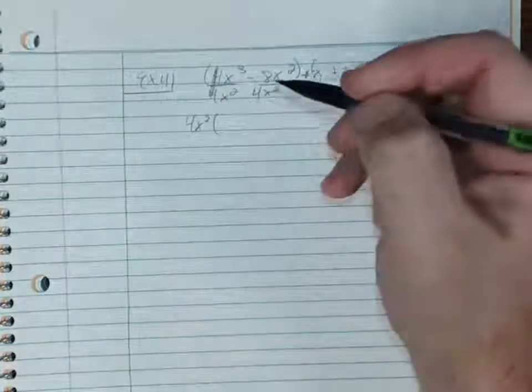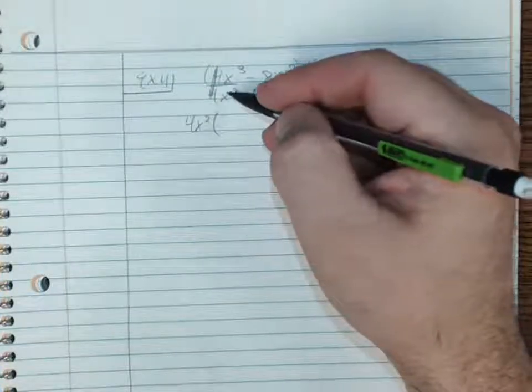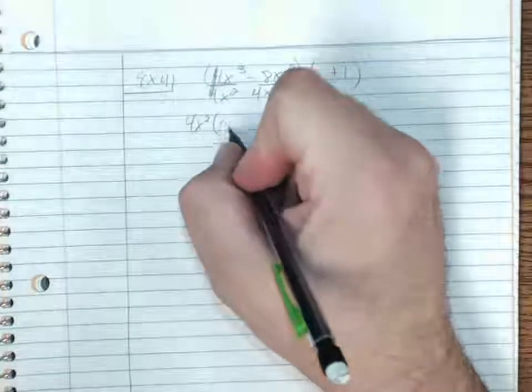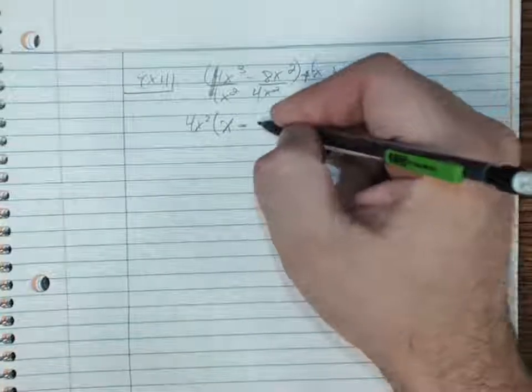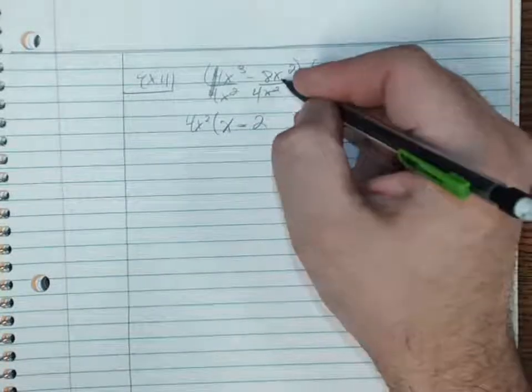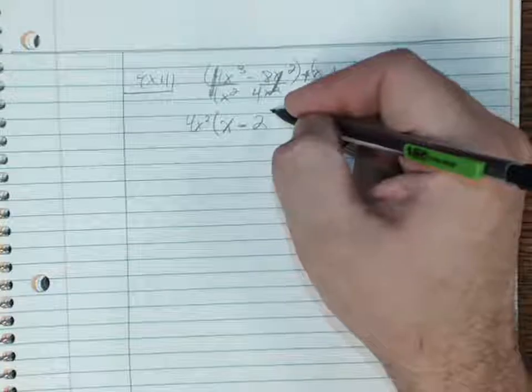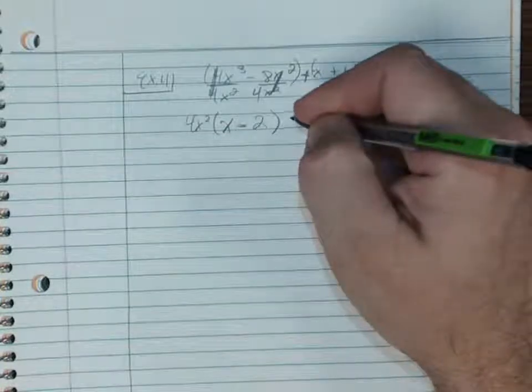4 divided by 4 is 1. X cubed divided by x squared is x. 1 times x is x. Bring down the minus. 8 divided by 4 is 2. X squared divided by x squared is 1. And 1 times 2 is 2. And we'll go over to this other one.